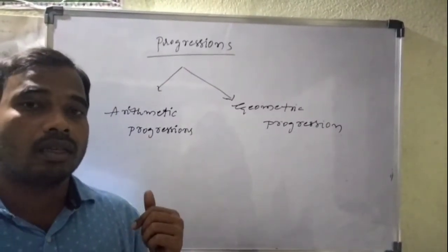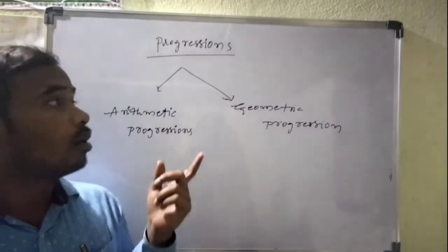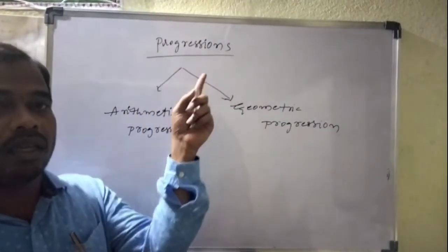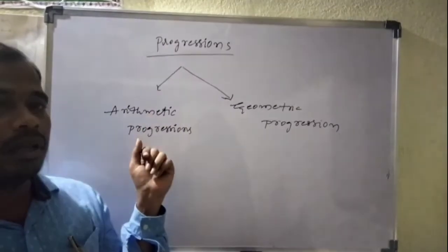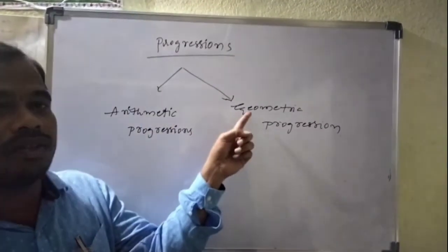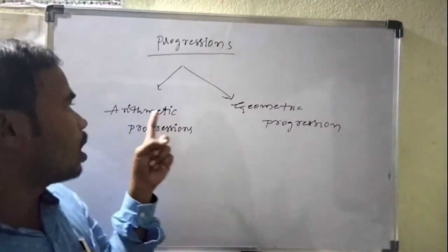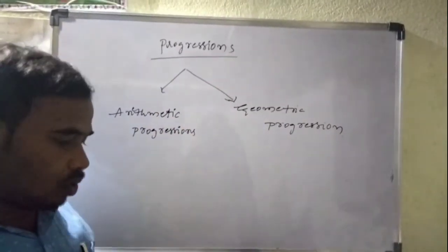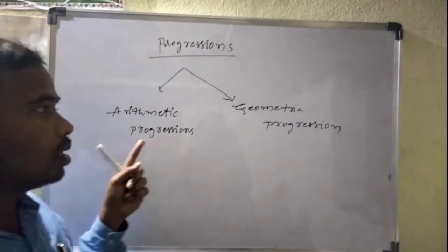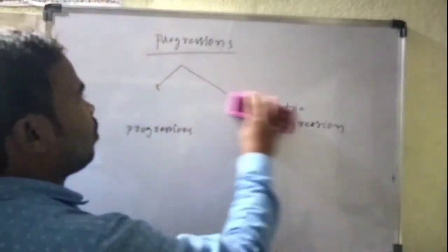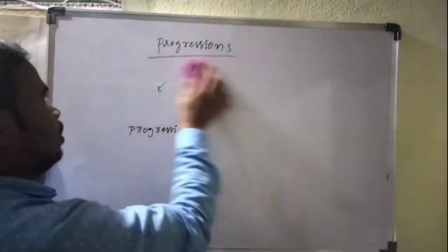Today we are discussing the 10th Mathematics Progression chapter. In this progression chapter, arithmetic progression is there and geometric progression is there. So now we are discussing arithmetic progression, its general formation. I will explain.